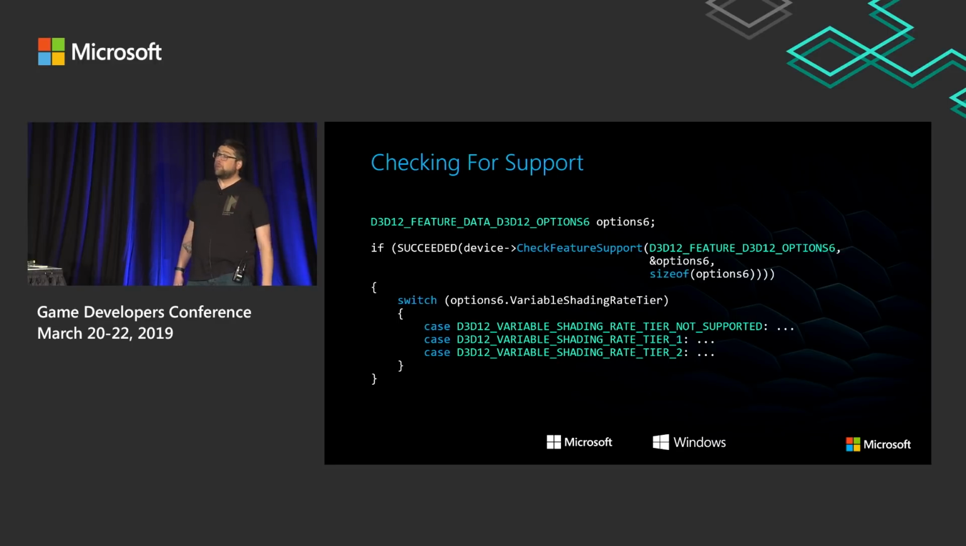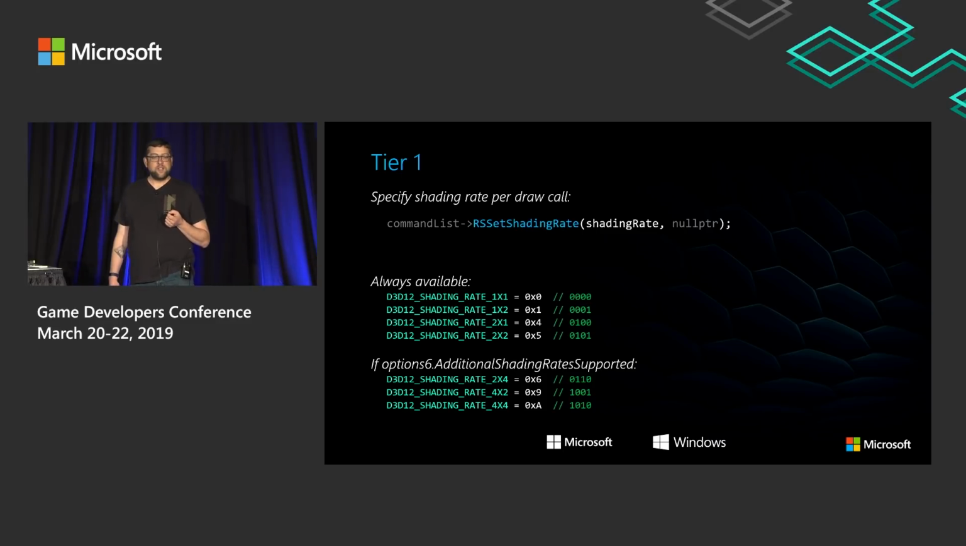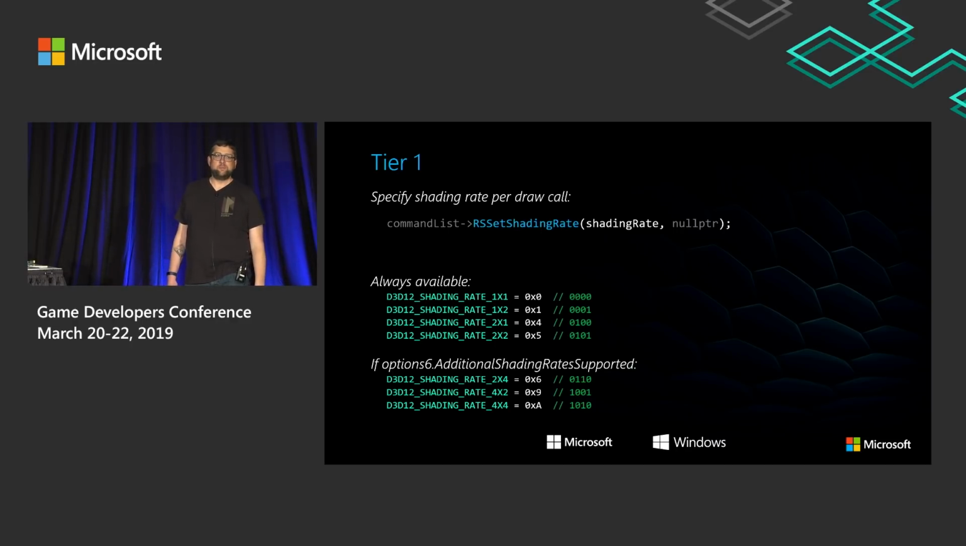Start with the check feature support call. Not all hardware is going to do this. This requires silicon that supports the feature. And you'll see here there are 3 options you can get back from that. Maybe it's not supported, or the hardware might be tier 1 or tier 2. Tier 1 of variable rate shading capability has just one API, RS set shading rate, and you tell it what shading rate you want. So this lets you change the rate per draw call. And this is a reasonably high frequency API. You can do this multiple times per frame to draw different objects at different shading densities.